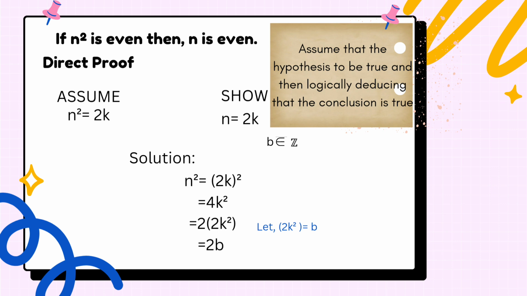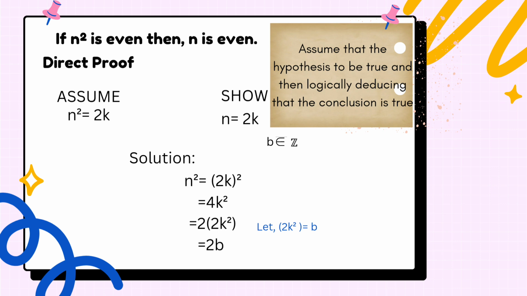The product of the 4 is 2. As we can say, 4 is divisible by 2. Then now we get 2 times the quantity 2k squared, and let the 2k squared equal b. Now we get the value of n equals 2b, and it is true that k and b are elements of the integers.